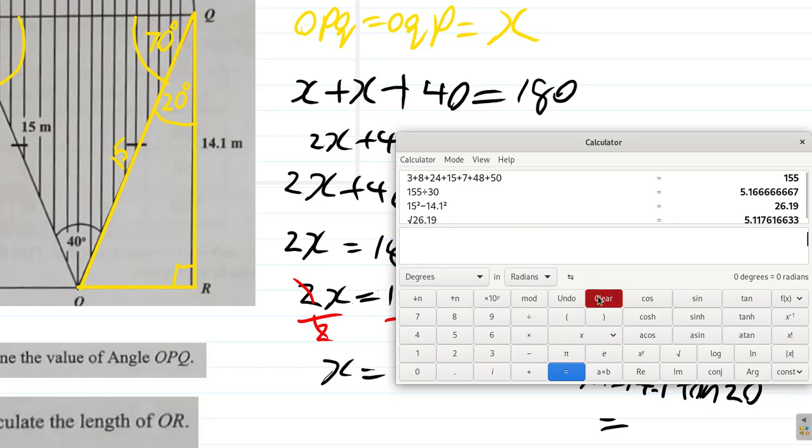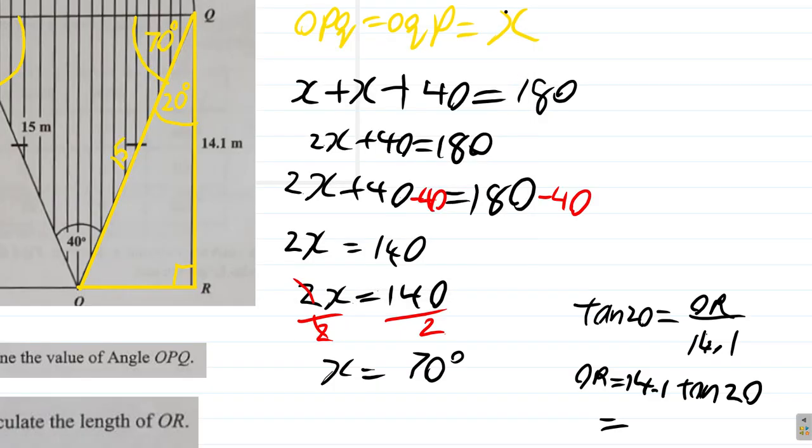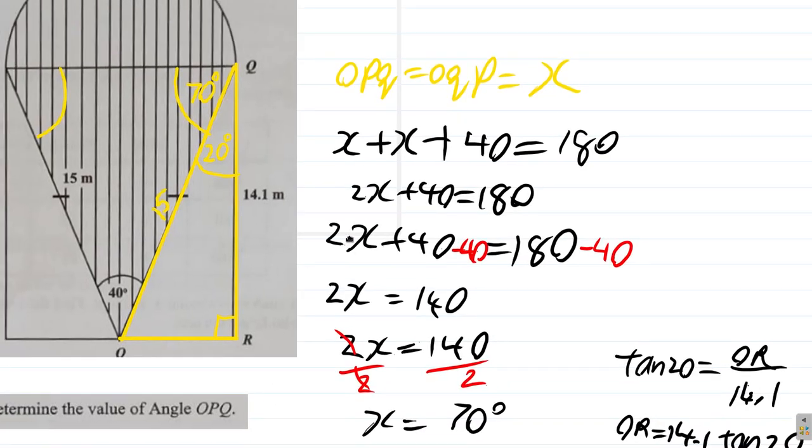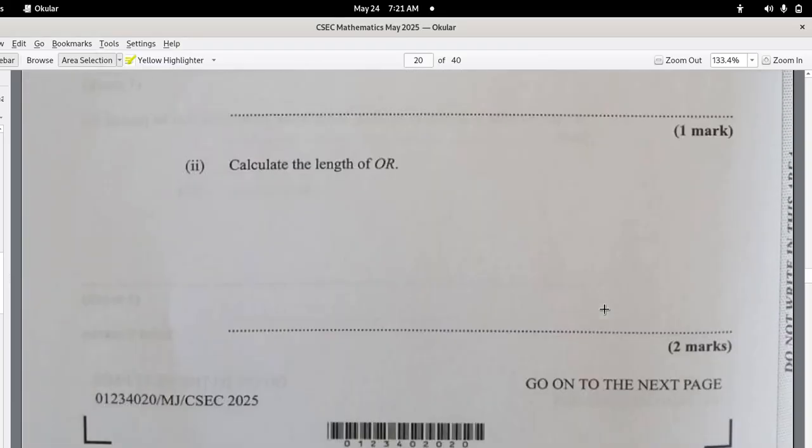Alright. I have to put it back in advanced mode here, degrees. So just to make sure that it's really in degrees, if I find sine 30, I should get 0.5, right? So tan 20 multiplied by 14.1, right? And I get 5.1, right? You can use any method you want, but anyway, that is 5.1. So we got the length of OR as 5.1.